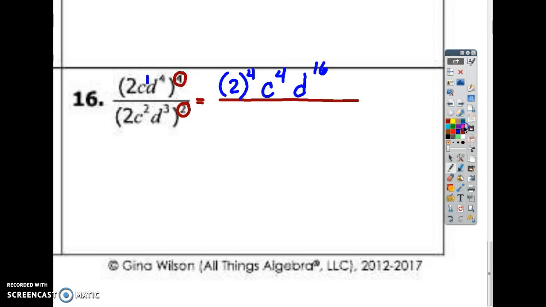At the bottom, what do I do with this 2? You don't multiply. 2 to the power of 2. 2 squared. What do I do with this 2? Now you multiply. 2 times 2 is 4. c to the 4th power. What about the d? 3 times 2 is 6.